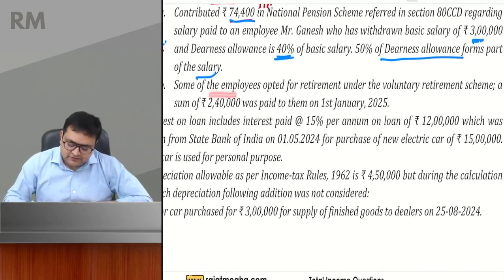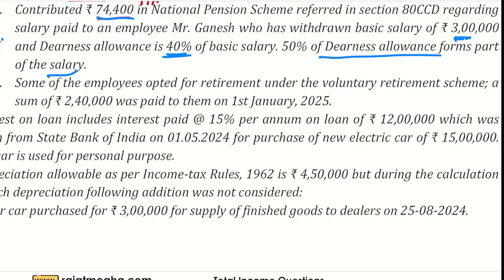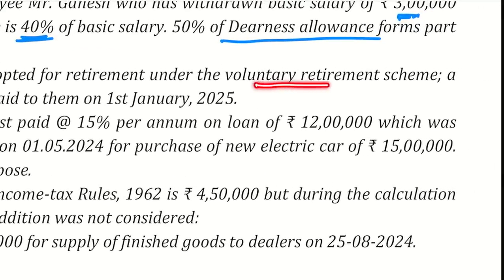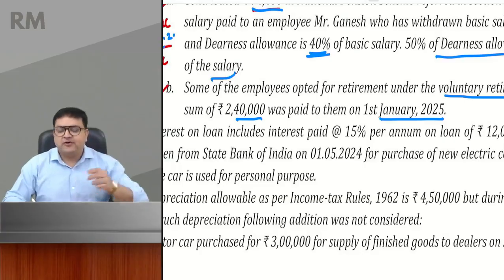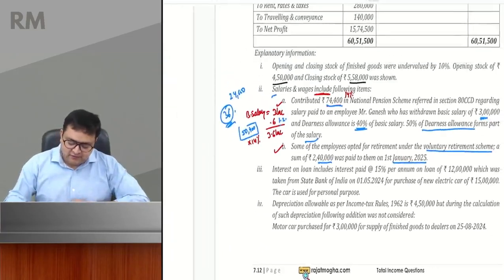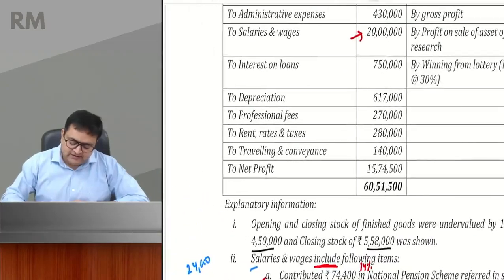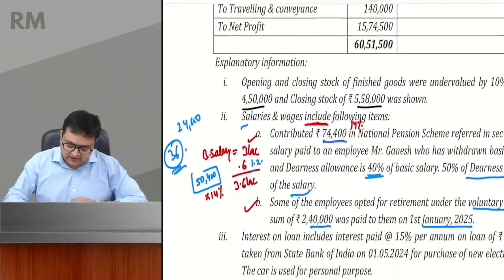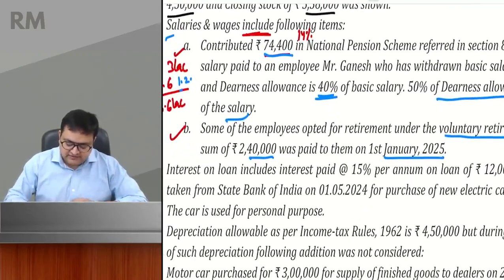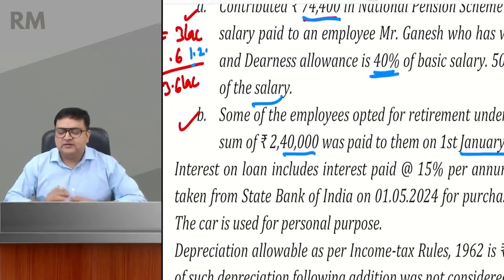Some of the employees opted for retirement under voluntary retirement scheme. So you understand voluntary retirement scheme, and 2,40,000 is paid in January 25. So this year we have paid 2,40,000 as VRS, and it is included in salaries. We have debited 2,40,000. Guys, what's wrong in this? Please tell me, you guys tell me what is wrong in this.